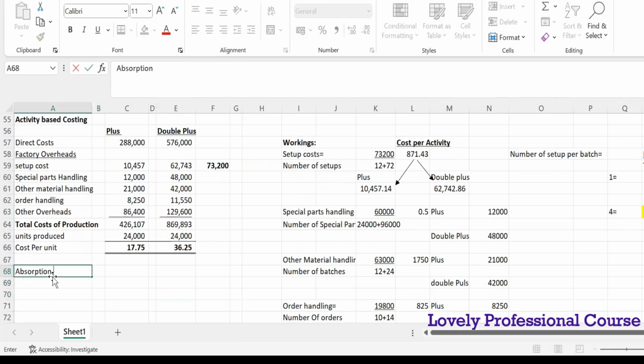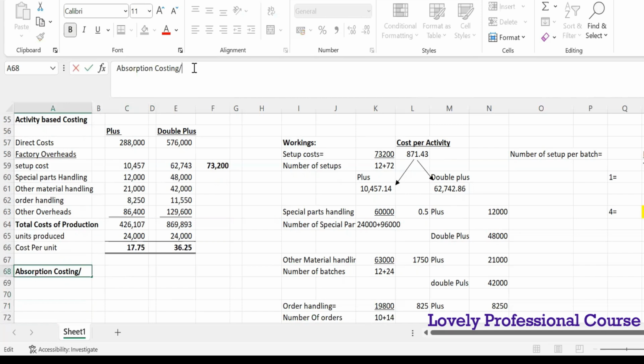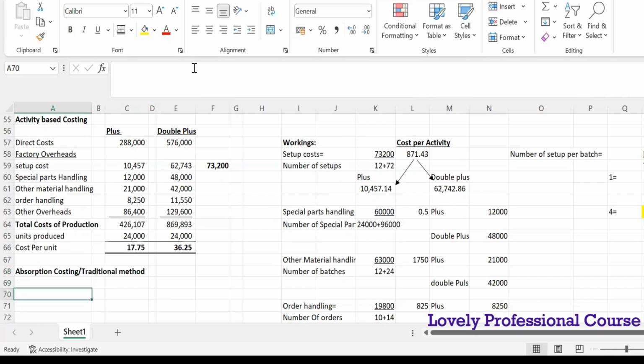Absorption costing. So when we use absorption costing, how will we get this? By using absorption costing, which is also called the conventional method or traditional method. So this traditional method, how do we use it? We say that how to use this traditional method.